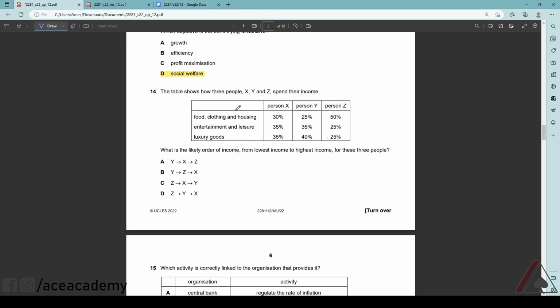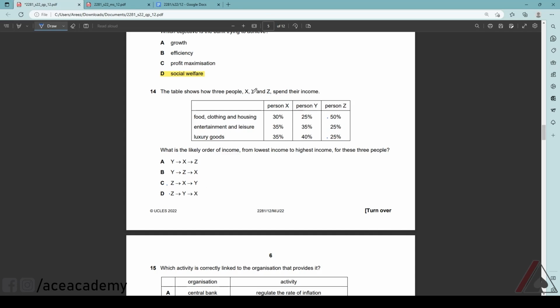That's just to double check. A low income person would also spend a huge percentage of their income on the basic necessities, for example, food, clothing, and housing. Person X is spending 30%, person Y is spending 25%, and person Z is spending almost 50%. So Z is your lowest income. So your answers are C or D.